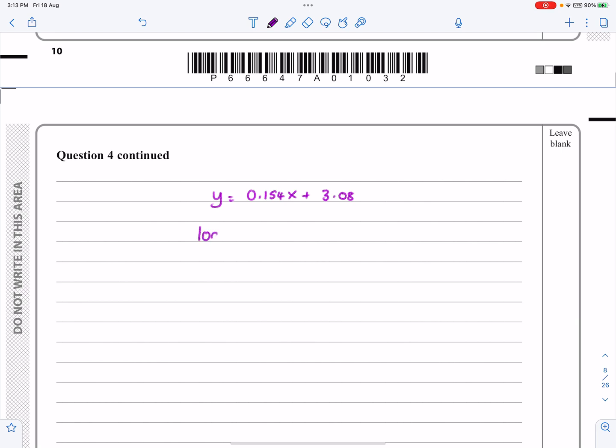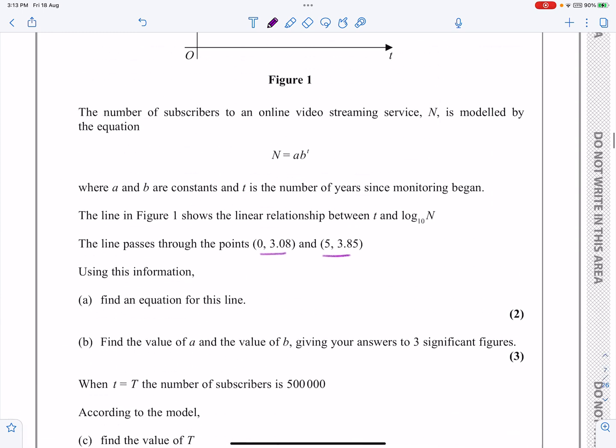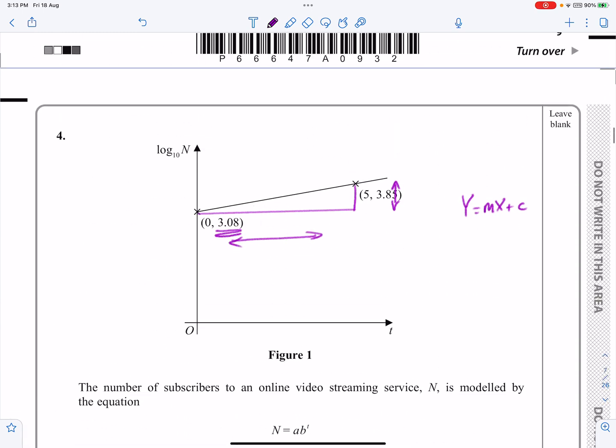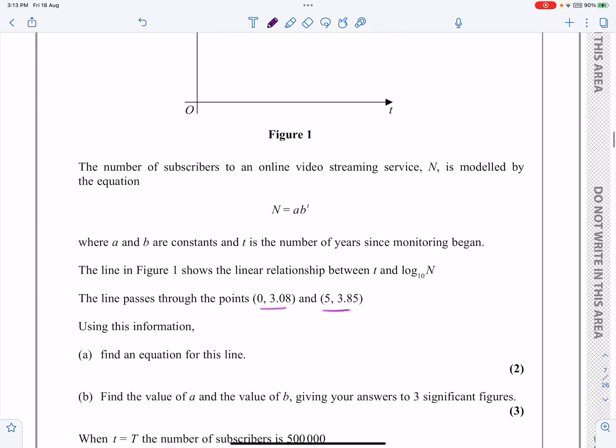We plotted log 10n against t, didn't we? So 0.154 t plus 3.08. So that would be the equation of that line in the format y equals mx plus c, but using the correct variables to be able to do that.